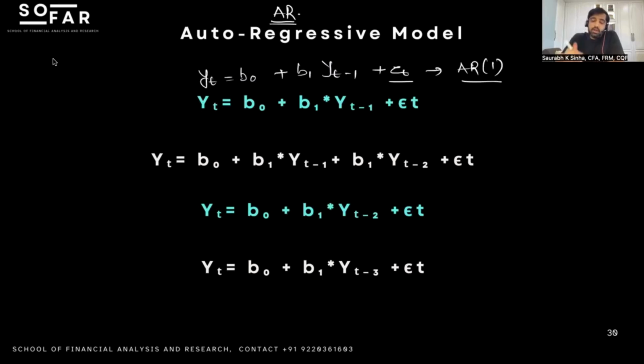Autoregressive one model. But when Yt is dependent upon two things, Yt minus 1 and Yt minus 2, as in the previous day value and the previous-to-previous day value, so 2 lags, Yt is equal to beta naught plus b1 into Yt minus 1 plus b2 into Yt minus 2. We'll call it the AR2 model.